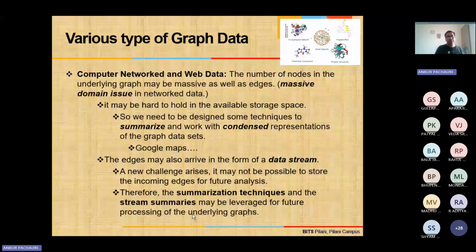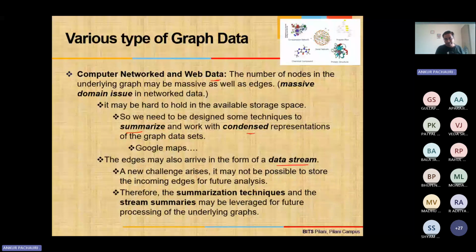Computer network and web data. The number of nodes are connected together by their hyperlinks. So here the problem can be the massive domain issues. It will be hard for the available storage space. So either we need to summarize it and work with a condensed representation of the graph data, such as Google Maps. The edges may also arrive in the form of data streams.